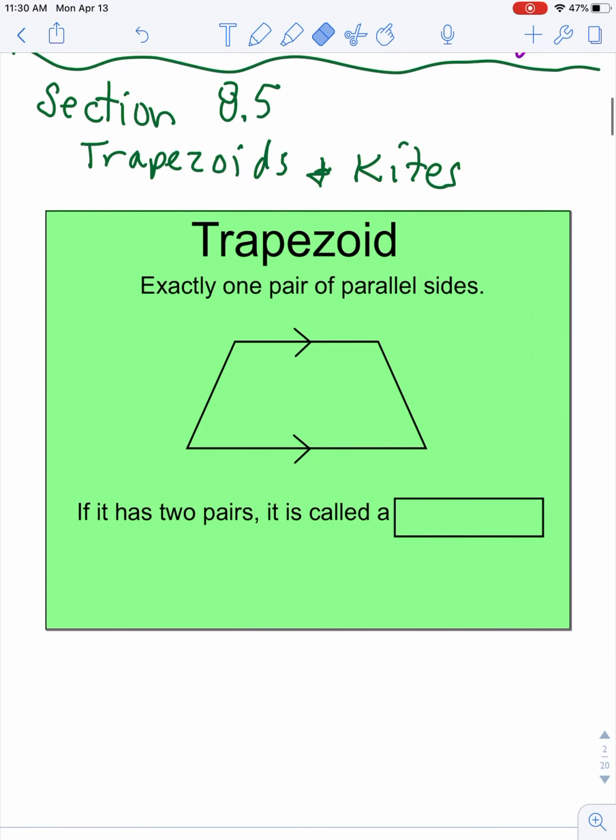So in section 8.5, we're going to talk about trapezoids and kites. A trapezoid has exactly one pair of parallel sides. So here are your parallel sides. Okay, if it had two pairs of parallel sides, then it would be called a parallelogram and we would not refer to it as a trapezoid.